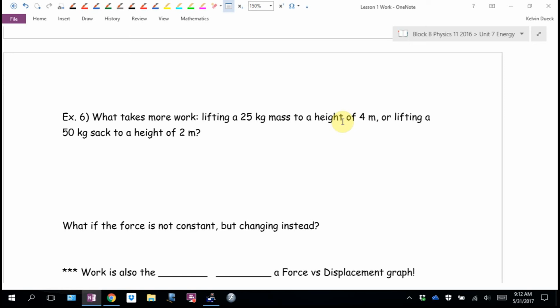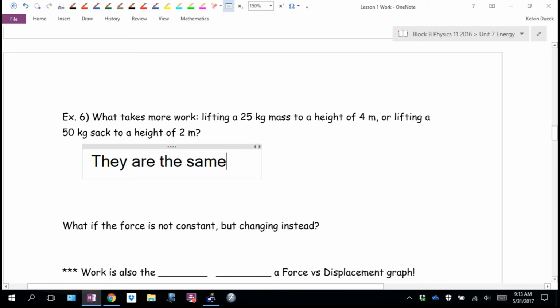What takes more work? Lifting a 25 kilogram mass to a height of 4 meters, or lifting a 50 kilogram sack to a height of 2 meters? In other words, the amount of energy required to lift something that's lighter further up is the same as the amount of energy required to lift something that's heavier but not as far, which makes sense.